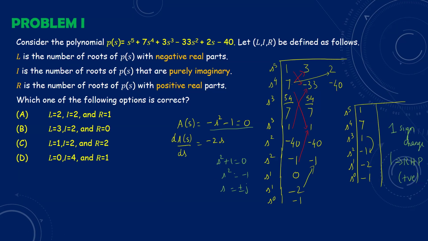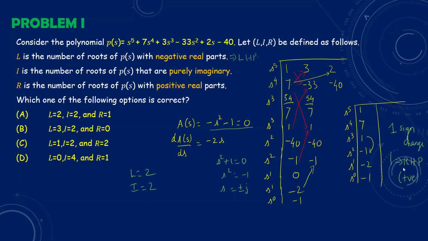So let me conclude with that. Let me see the notation. L is the number of roots with negative real parts, so this is LHP. L equal to 2, since two roots are lying on the left half of the S plane. And purely imaginary, S equal to plus or minus j, so that is also two roots.